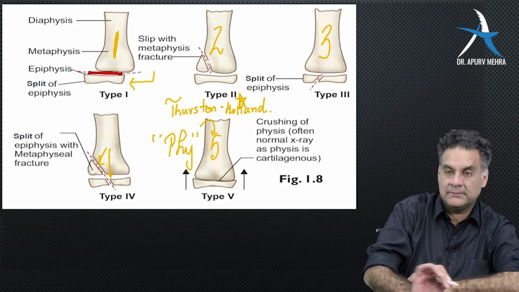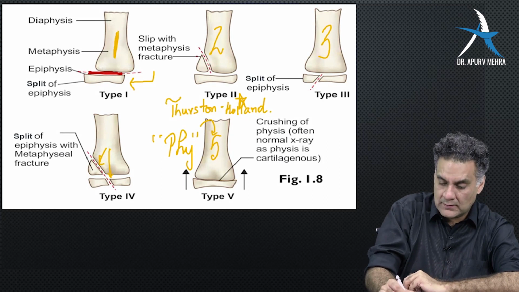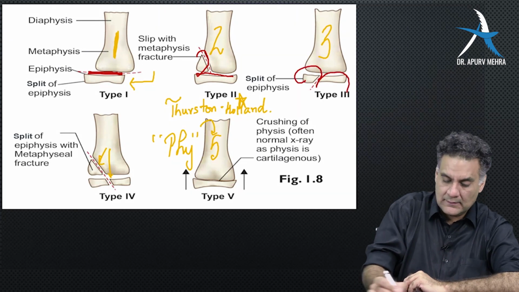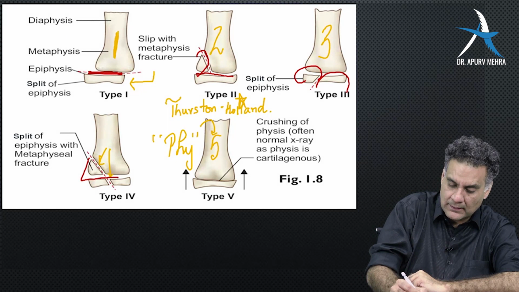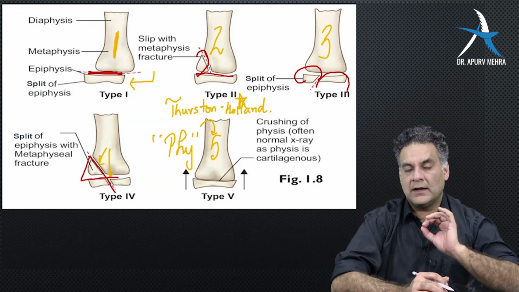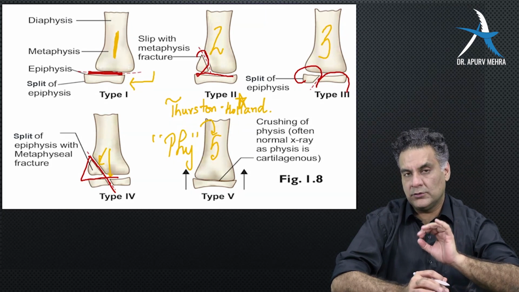Type 1, look here carefully. You can write a 1. Type 2, you can write a 2. Type 3, you can write a 3. Type 4, you can write a 4. Boom. That's how you get it in your head.